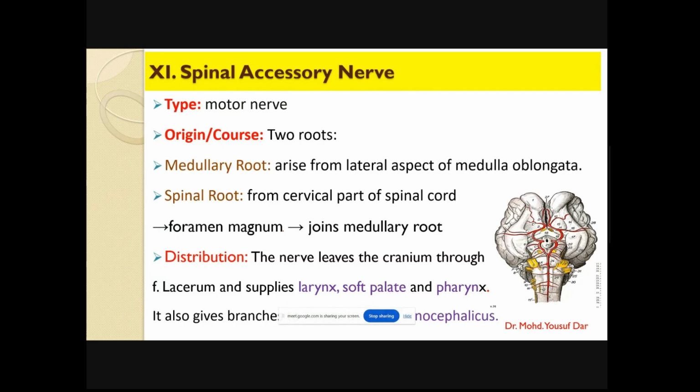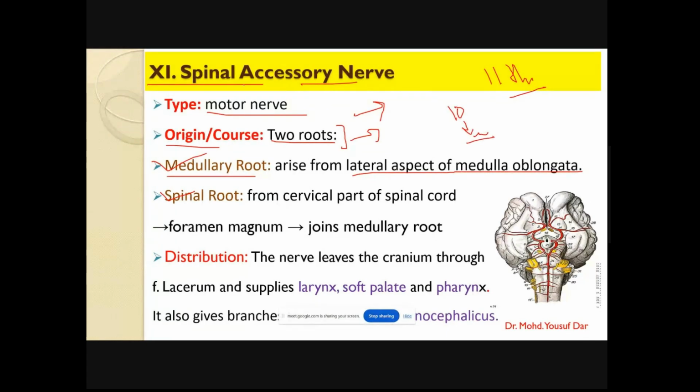Now we have the 11th cranial nerve, that is the spinal accessory. It is a motor nerve. Again, it has two roots: one is the medullary root, another is the spinal root. The medullary root arises from the lateral aspect, just behind the vagus. Where the vagus was, the root behind it is the medullary root of the spinal accessory nerve.